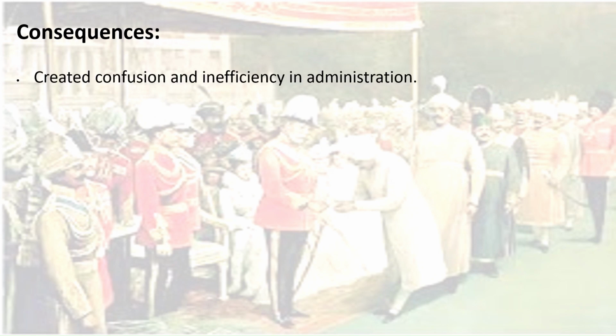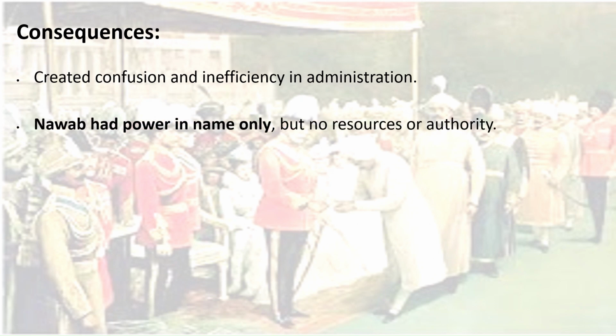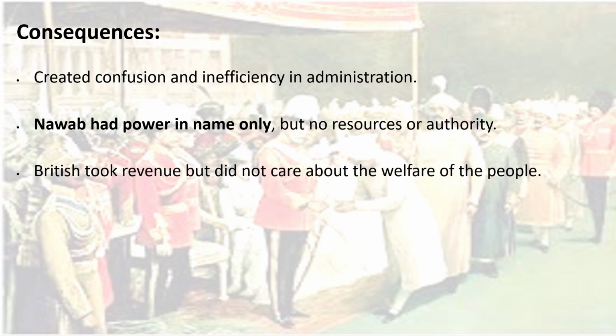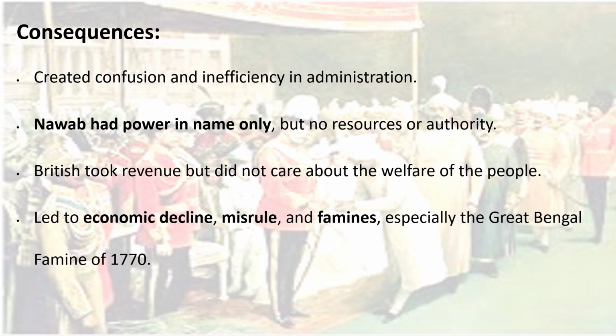Consequence: it created confusion and inefficiency in administration. The Nawab had power in name only, but no resources or authority. The British took revenue but did not care about the welfare of the people. This led to economic decline, misrule and famines, especially the Great Bengal Famine of 1770.